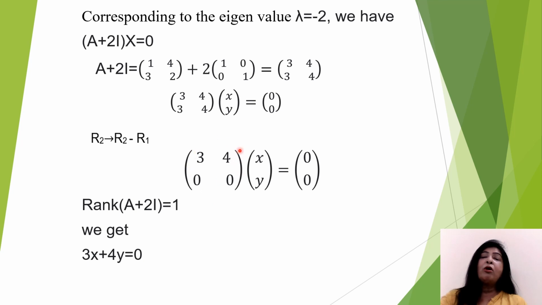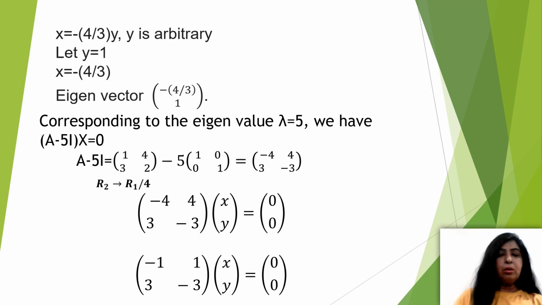So now solve this equation. 3 multiplied by x is 3x, plus 4y is equal to 0. Now you are getting one equation in two unknowns x and y. x is equal to minus 4 by 3 y, where y is arbitrary. Now let us suppose y is equal to 1.